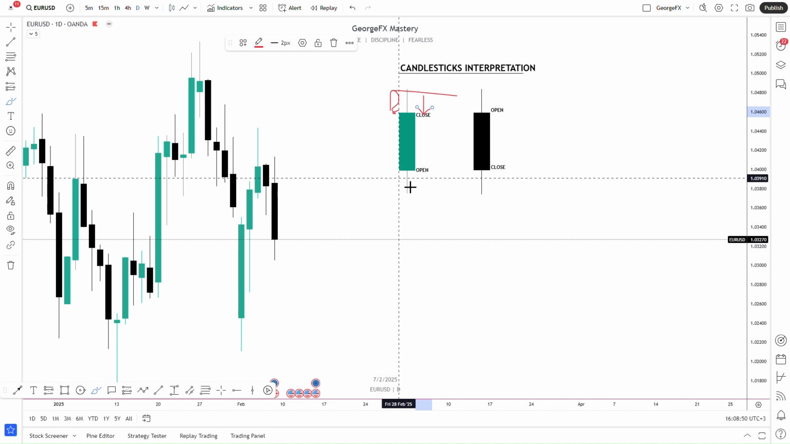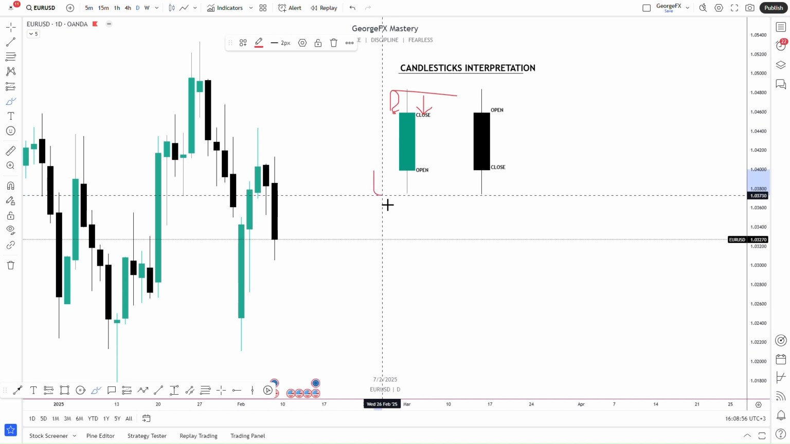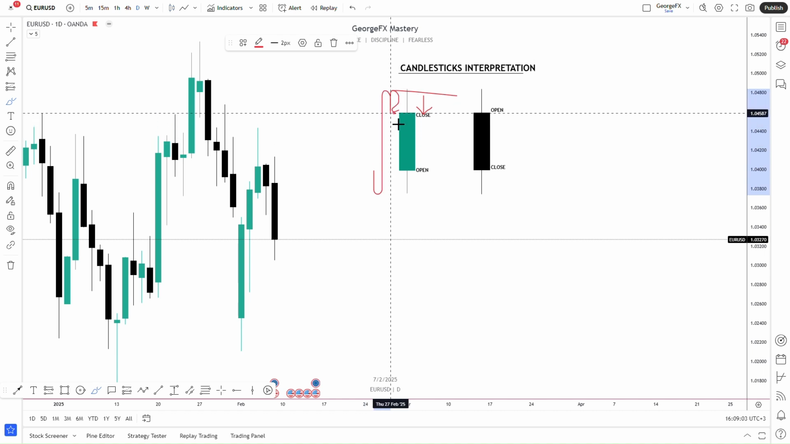For this particular case, just the same, here is the open, so it means price started here and pushed down to here, but then the buyers were strong enough to push prices back up to this point, but also it couldn't close there, it came back and closed there.